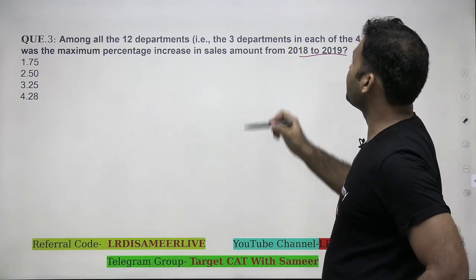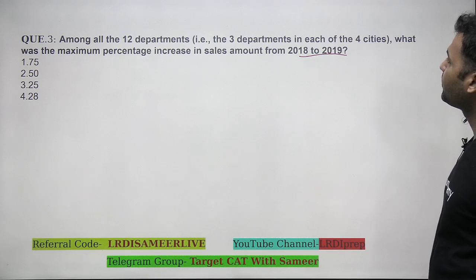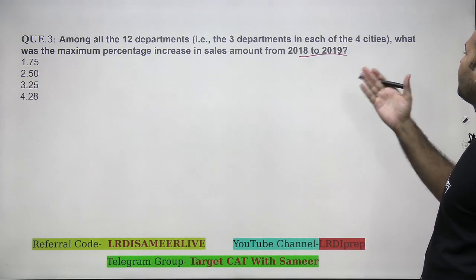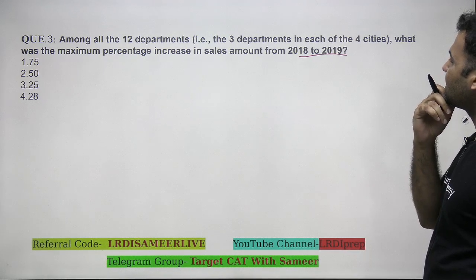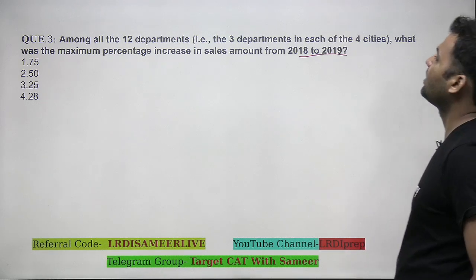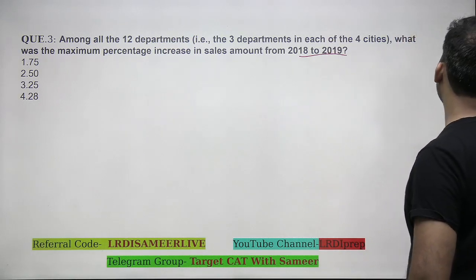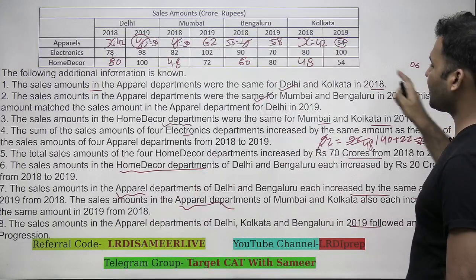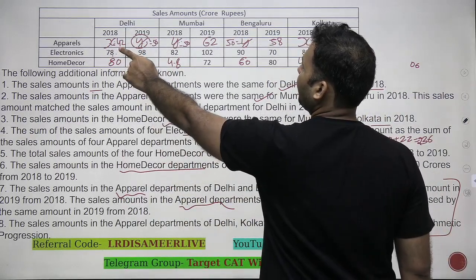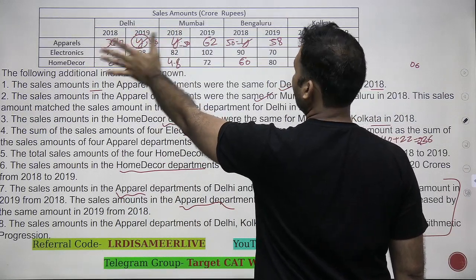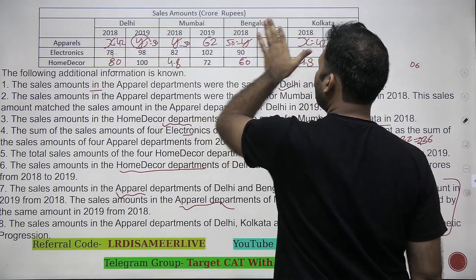Among all the 12 departments, that means the 3 departments in each of the 4 cities, what was the maximum percentage increase in sales amount among all the 12 departments? Okay, so what is the maximum increment from 18 to 19? If you look at this whole table, guys, I'm supposed to tell the highest percentage increment in all these 12 departments across the 4 cities, right? So do I need to find out all these increments here?